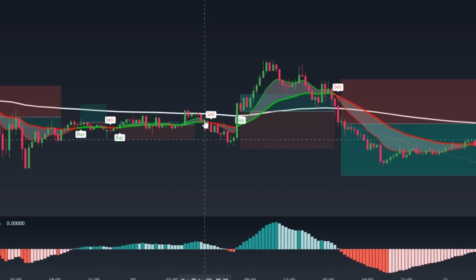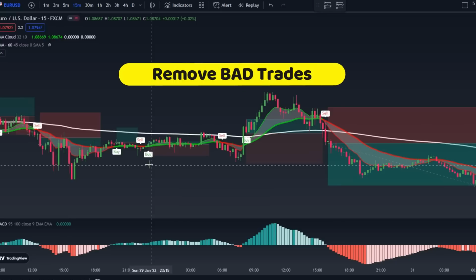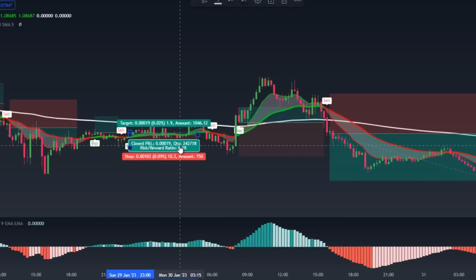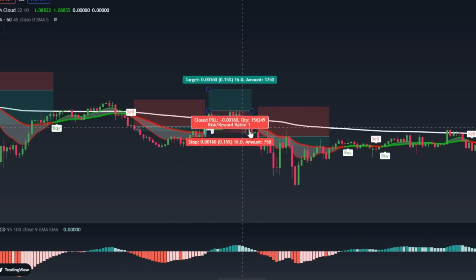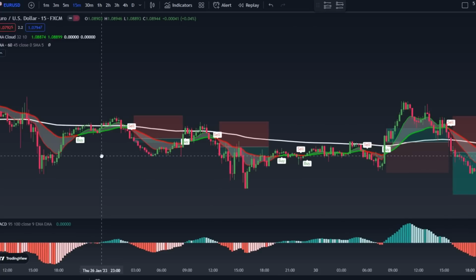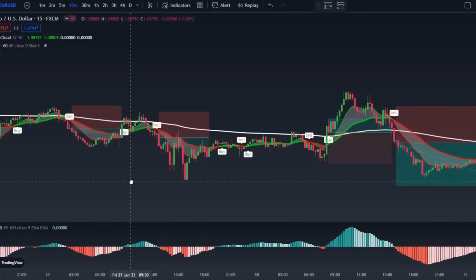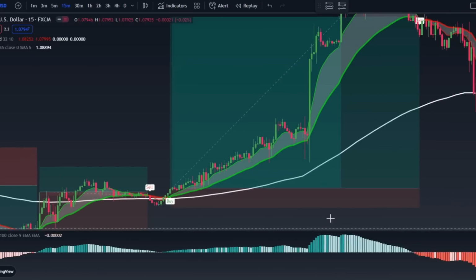Now if you revise our trade entries, you will see some of the poor trades that could have been avoided by using simply an EMA. For example, these two buy trades are invalid and some other trades are invalid. Now after removing the invalid trades, this is the improved strategy and the win ratio is this.